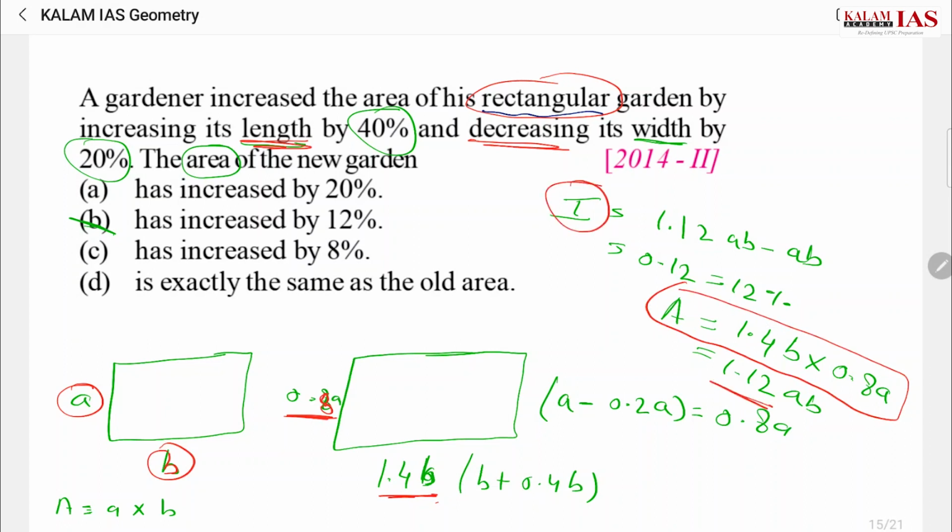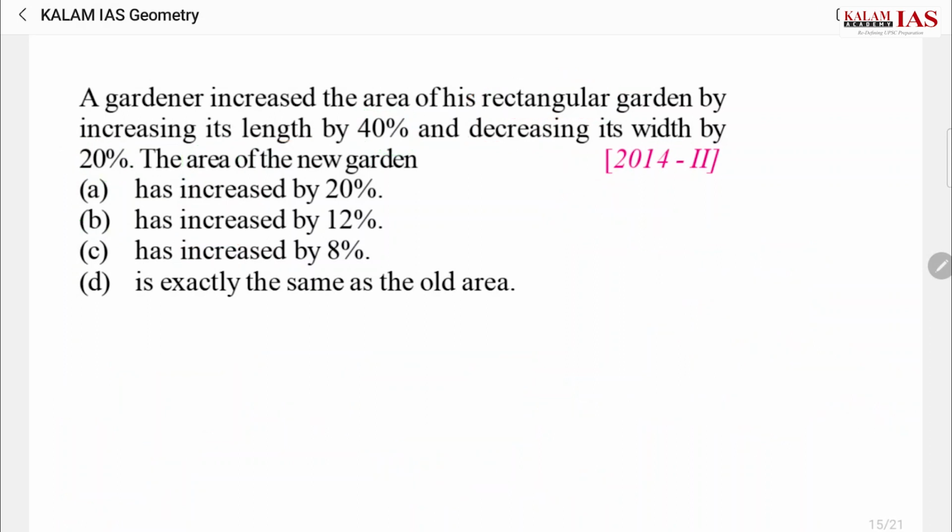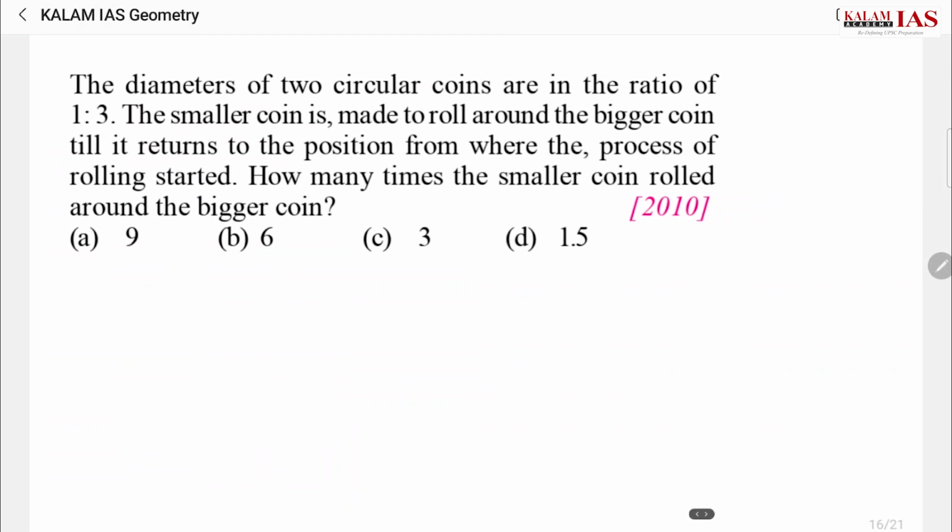So the new area will be given by 1.4 into 0.8, that is 1.12 AB. And now we are asked the increment, whether the area has increased or is the same. So the increment will be 1.12 AB minus AB, that is 12%. I hope this was a very simple question. Moving on, let's do the next question.